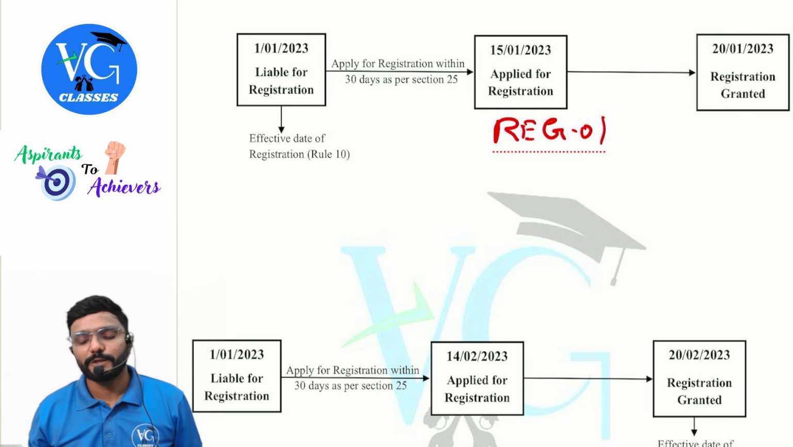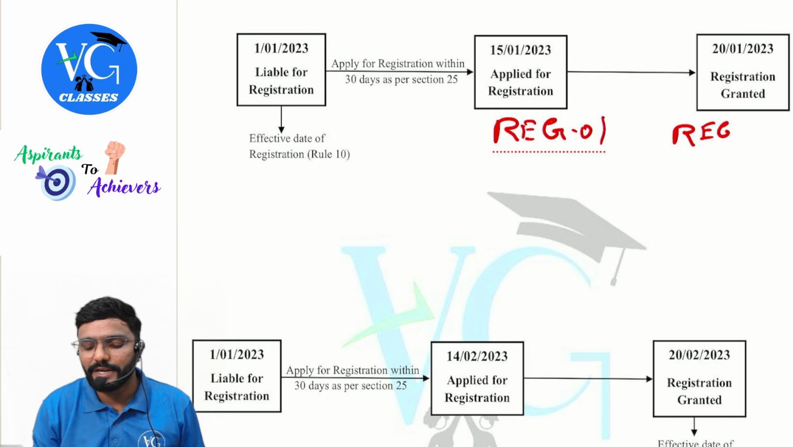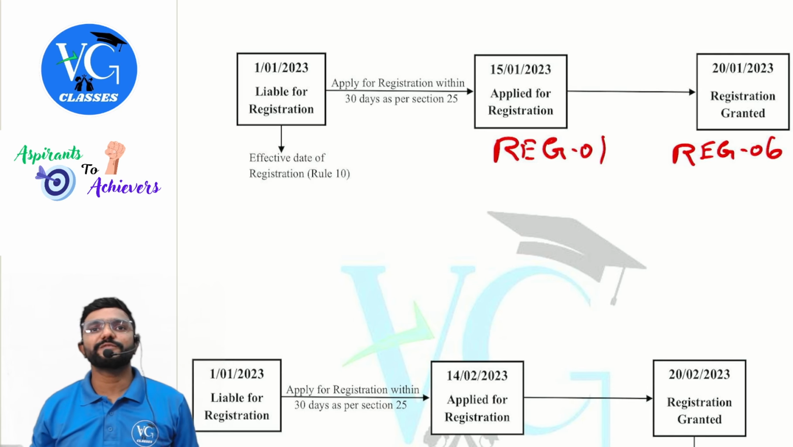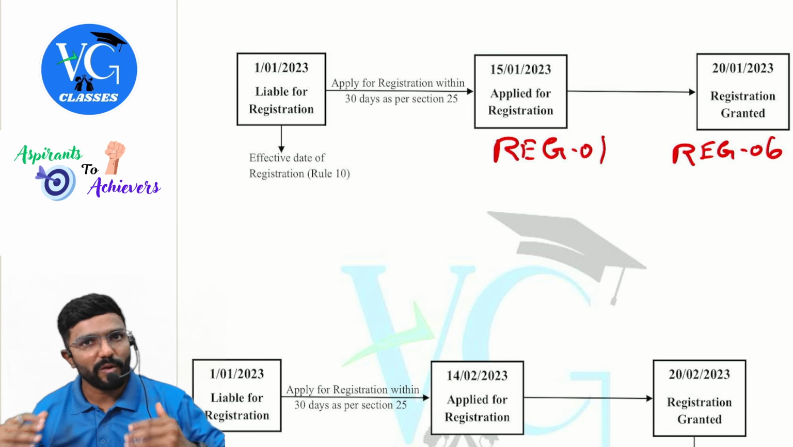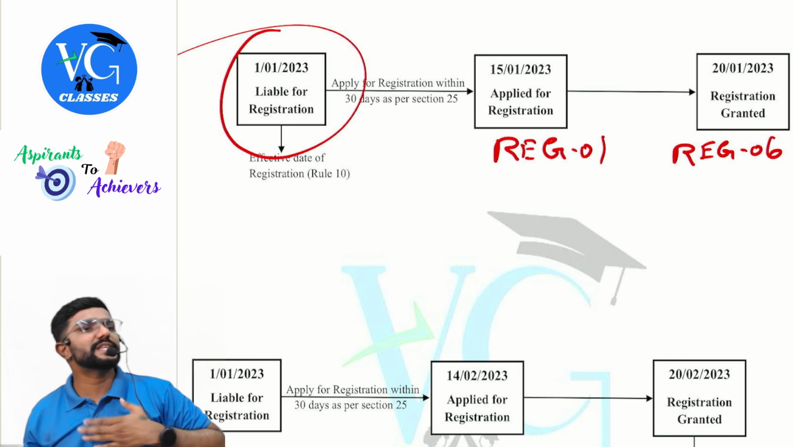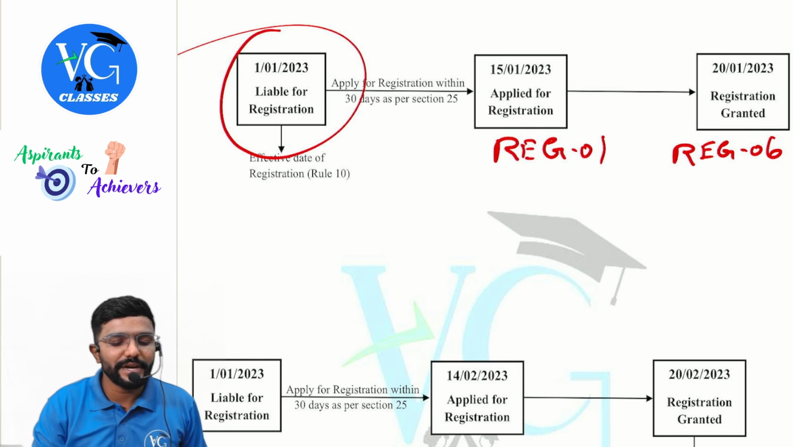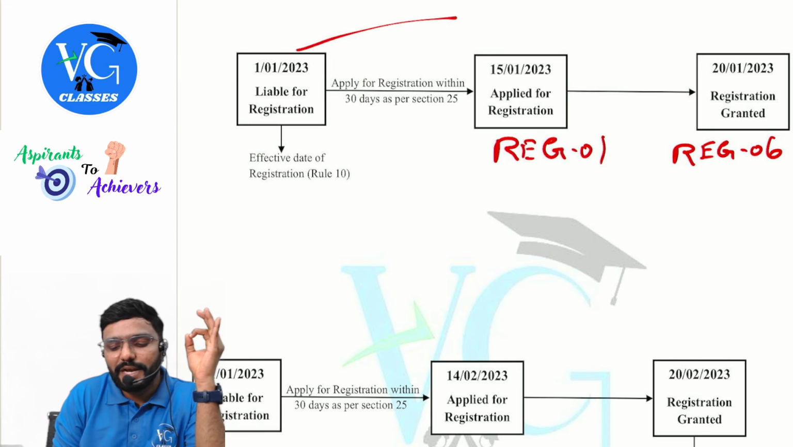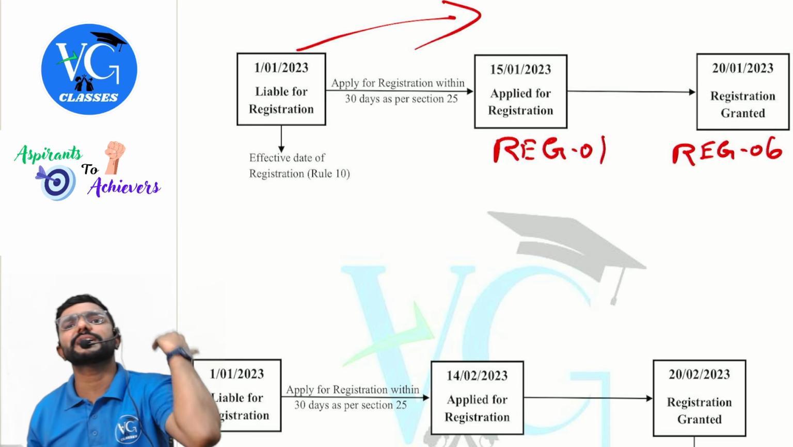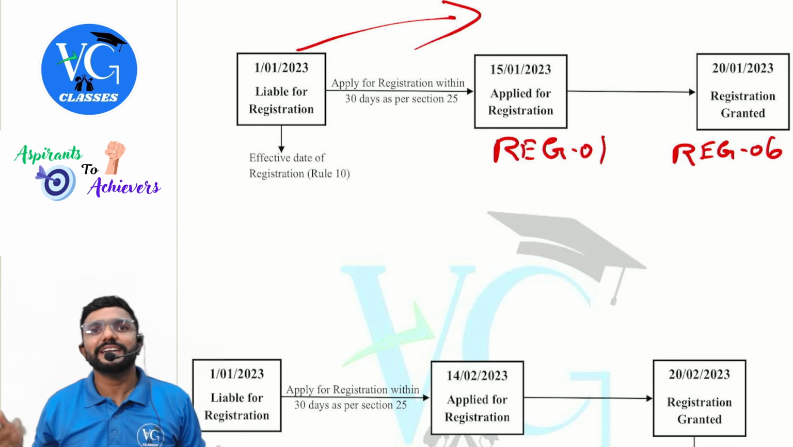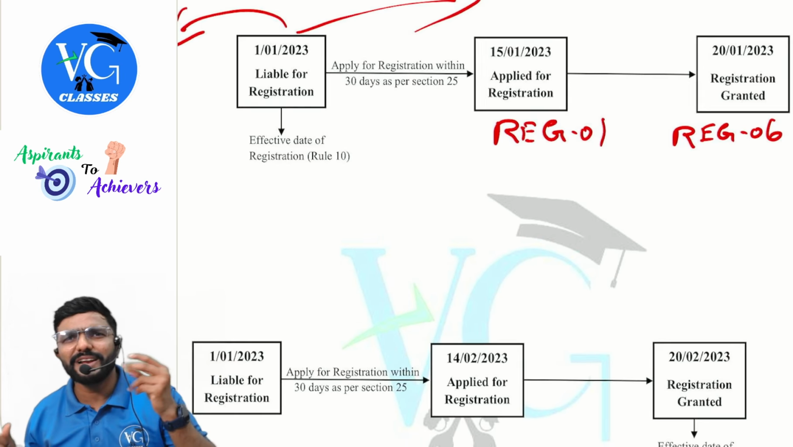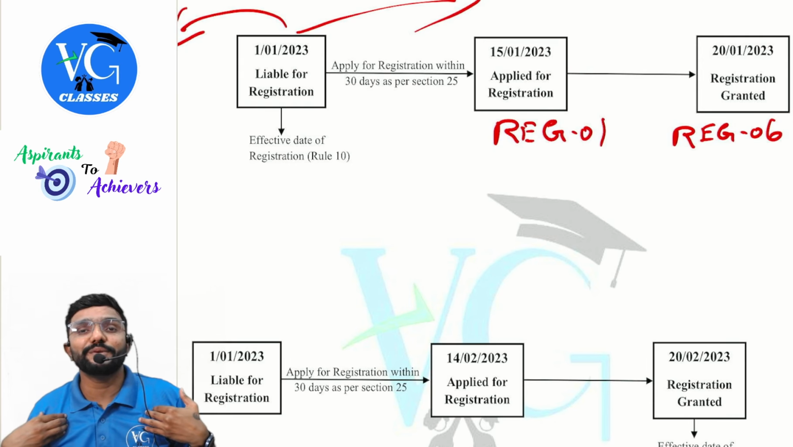Now, registration is granted on 20th January, guys. Registration will be granted in REG-06. Okay, sir. Registration is granted. Now, I am called a registered person from what date? Guys, as per Section 25, I have to apply within 30 days. If I apply for registration within 30 days, then the date I was liable for registration is the effective date of registration for me. Now listen, anything I supply after this, am I liable to pay output tax? Yes. Should I issue a tax invoice? Yes. Sir, on my inward supply, can I claim the credit? Yes, I can claim the credit. Sir, what about this? Before this, if I have made any outward supply, am I liable to pay output tax? No. Can I claim input tax credit on my inward supply?